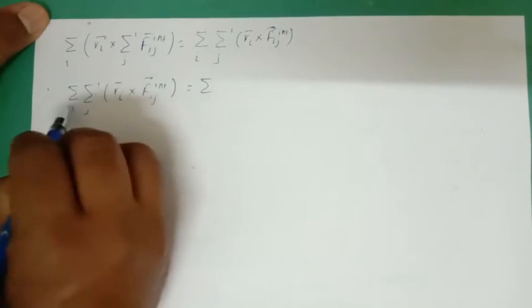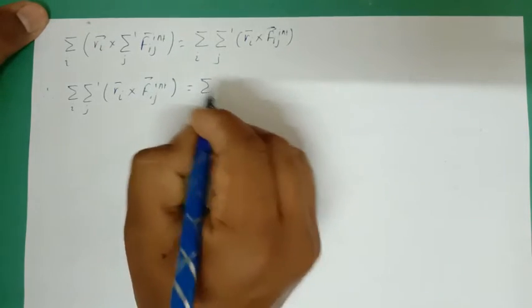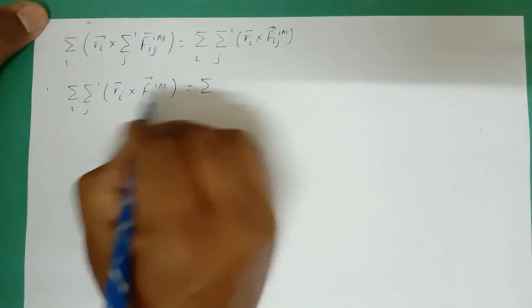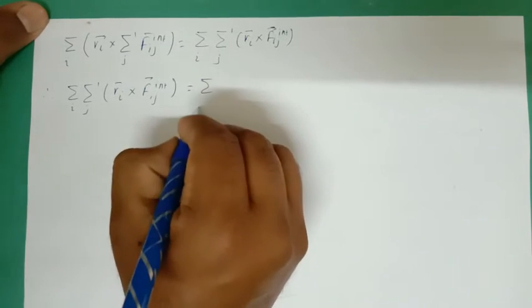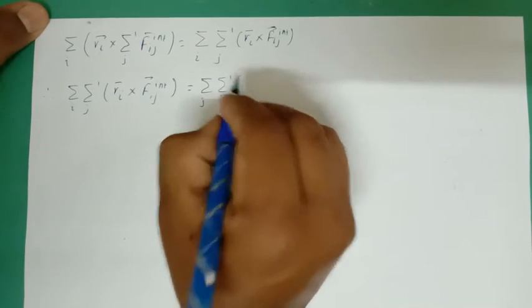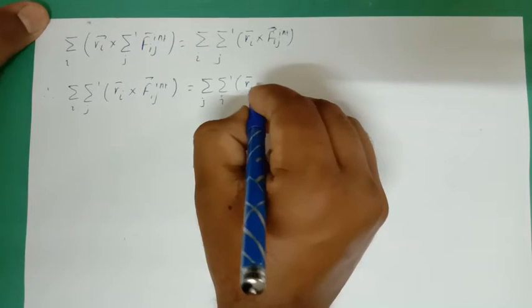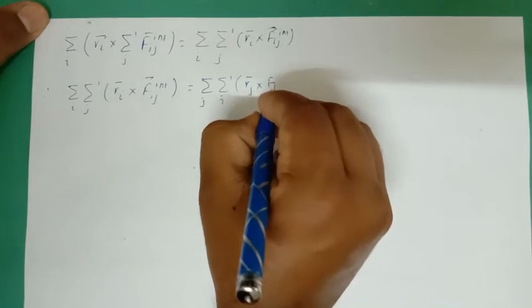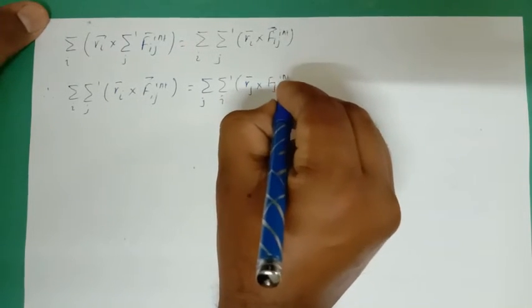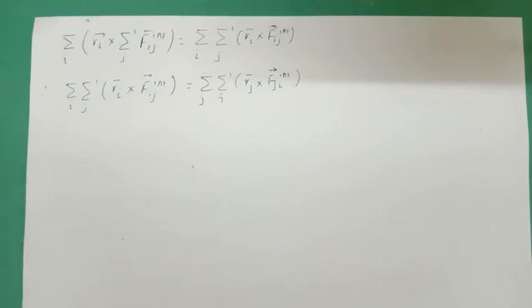if I change the order of summation, there is no change in this equation. Instead of i I just write j, so j summation over i prime. So instead of Ri I have to write Rj bar cross Fji internal bar. Okay, so I just reverse the notation of the summation sign, since it is only changing the i and j coordinates. Okay, so this is all.